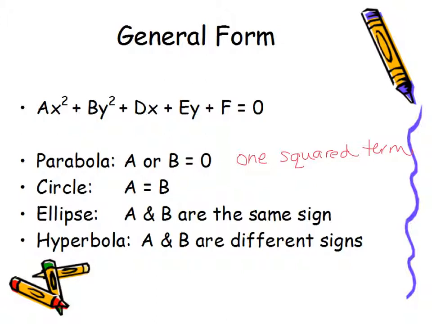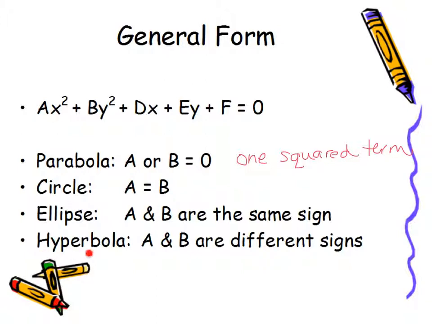All right, on an ellipse, a and b are the same sign, so they're both positive typically, but they could both be negative, but usually they're both positive. But they're not going to be the same number this time, because if they were the same number, we'd have a circle. An ellipse, you go up, down, left to right, different numbers. That's what makes it elongated.